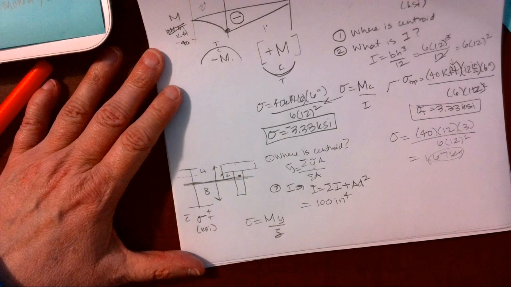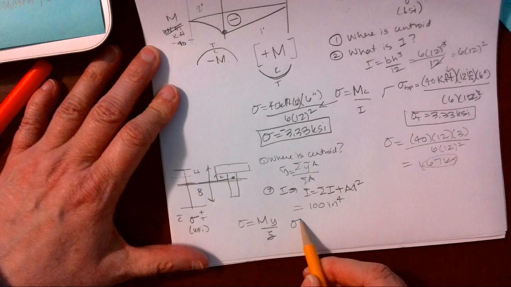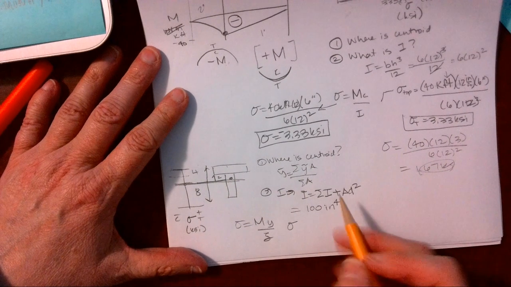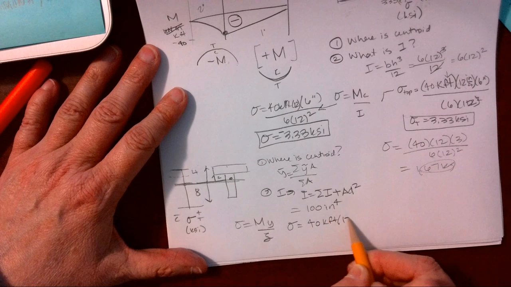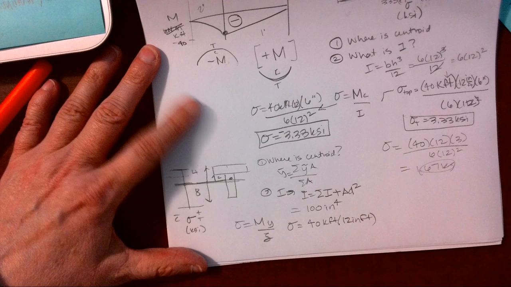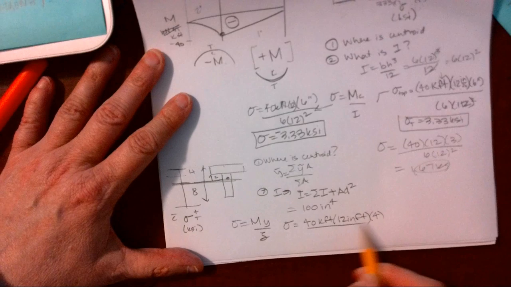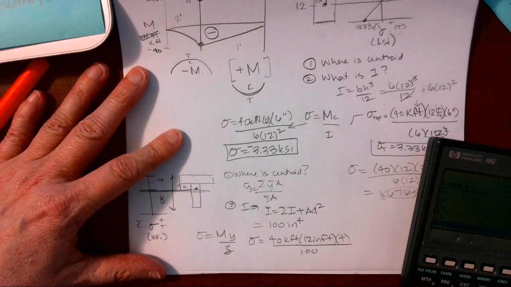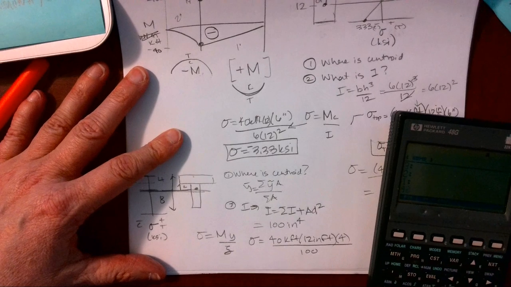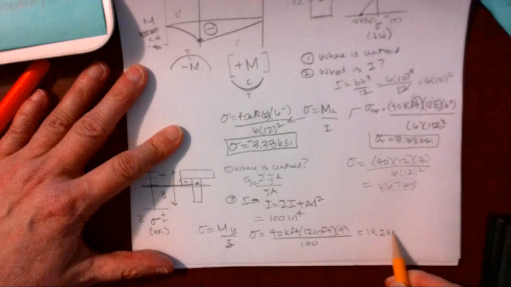Now, if I want to know the stress at the top, which again is my tensile region, I'm going to have 40 kip feet times 12 inches per foot, okay, times y to the top this time is only 4 inches, and then we're dividing by 100, which is very, very large for this problem. 40 times 12 times 4 divided by 100, and I get 19.2 KSI. Okay, 19.2.